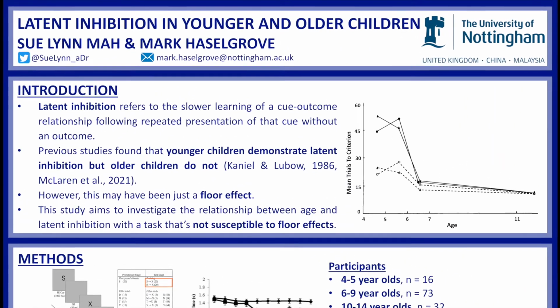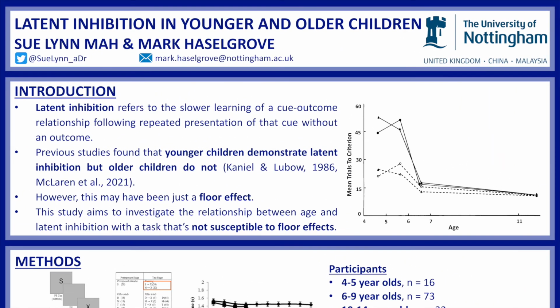In this video, I'll be walking you through my poster on latent inhibition in younger and older children. Latent inhibition refers to the slower learning of a cue outcome relationship following repeated presentation of that cue without an outcome, and it has been found that younger but not older children demonstrate it. However, the task used was too easy to solve for older children and may have resulted in a floor effect.